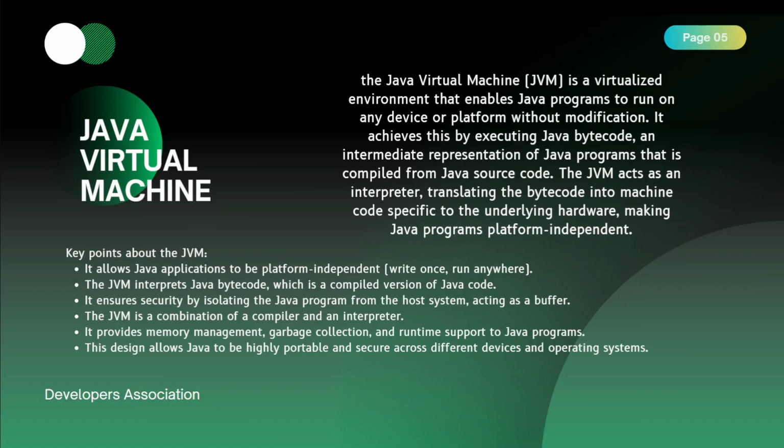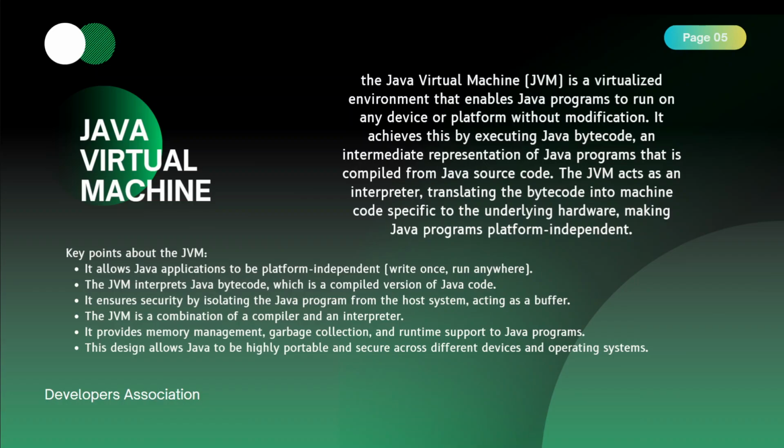Key points about the JVM. It allows Java applications to be platform independent. Write once and it runs anywhere on any platform. The JVM interprets Java bytecode, which is a compiled version of Java code. It ensures security by isolating the Java program from the host system, acting as a buffer.